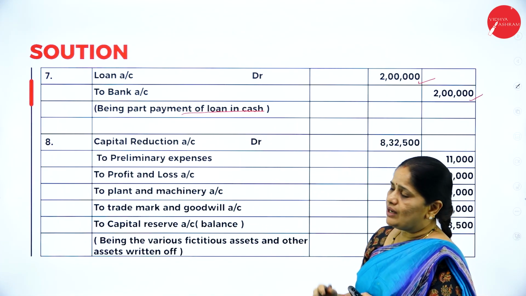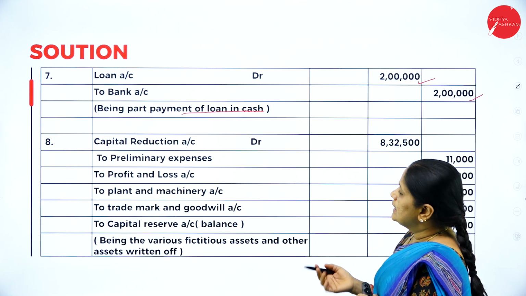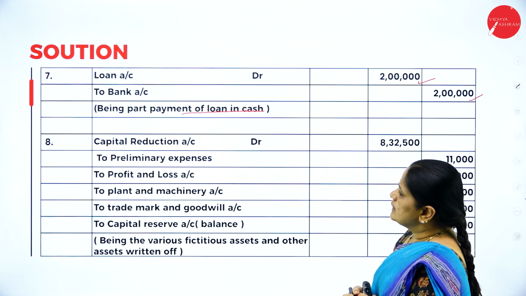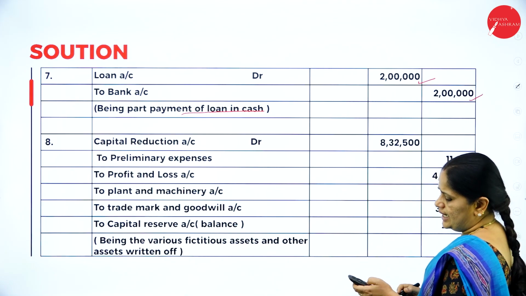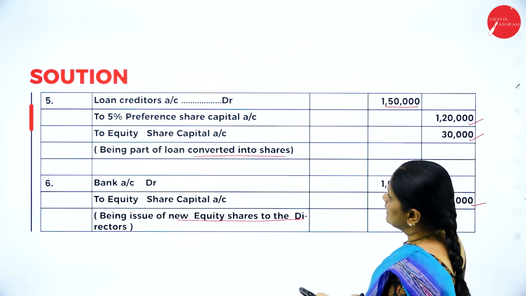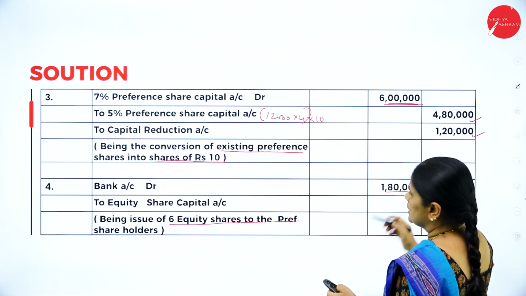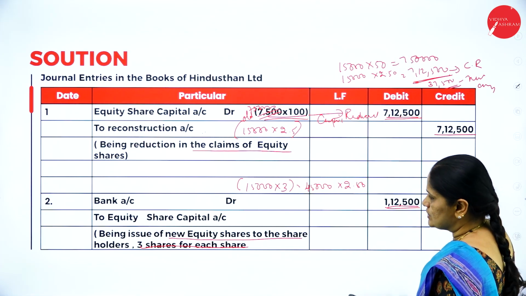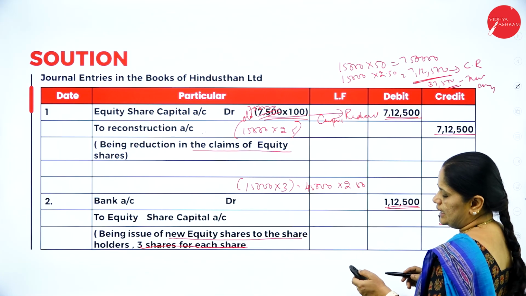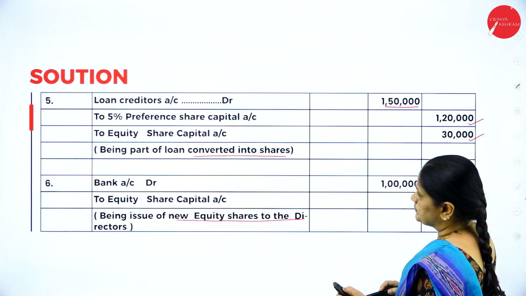Then next one is loan account debtor 2 lakhs to bank account 2 lakhs being payment of loan in cash. So whatever loan was there in the balance sheet that they have paid off. Now the capital reduction account, 8,32,500. So all the money whatever they have collected here. So here there is 1,20,000, then 7,12,500.